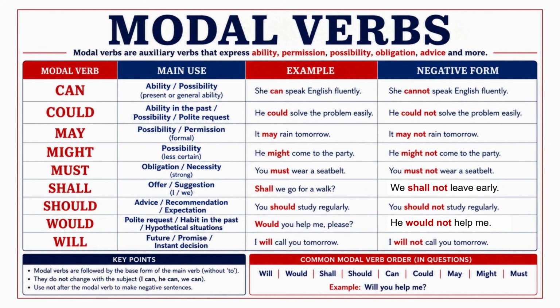The fifth modal verb is must. Must is used for strong obligation or necessity. For example, you must wear a seatbelt. We must study hard. He must finish his work. I must leave now. They must follow the rules. She must see a doctor. You must be careful. We must arrive on time.